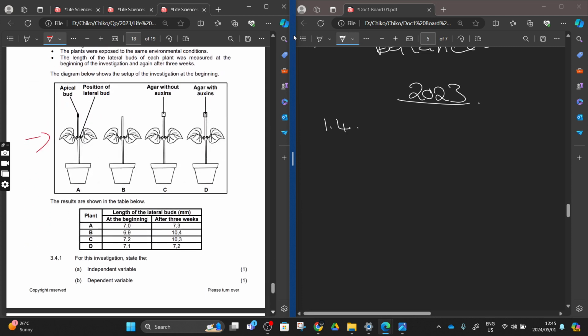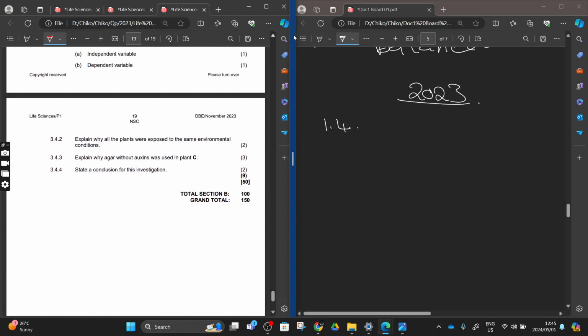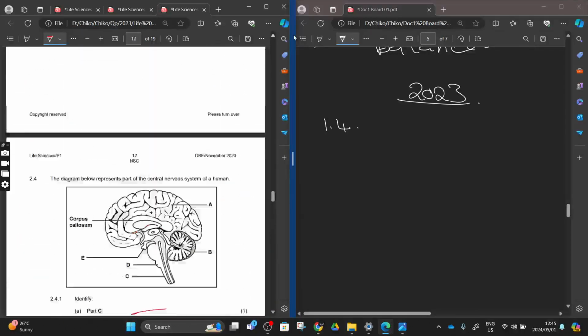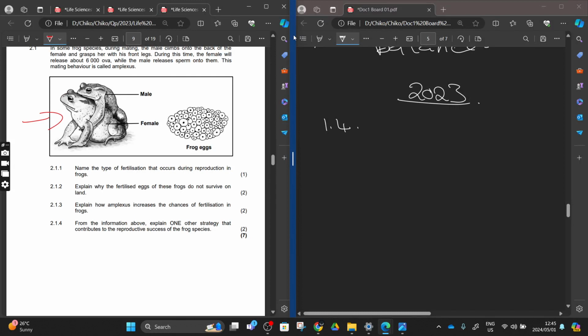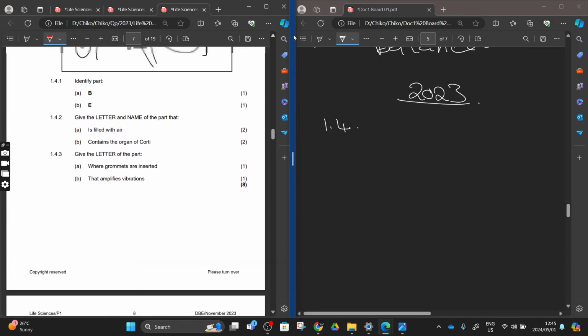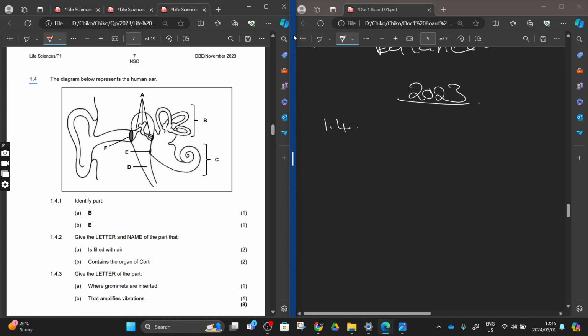Responding to the environment by plants. So let's do 1.4 and we are done. 1.4, we are done. We call it a day. We go and party. Holiday. Those who are shopping, go and shop.